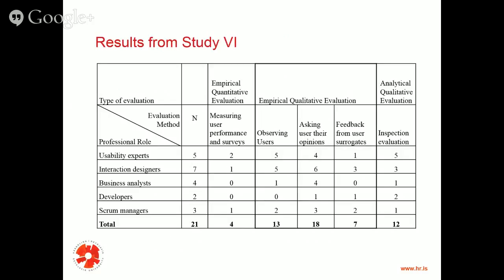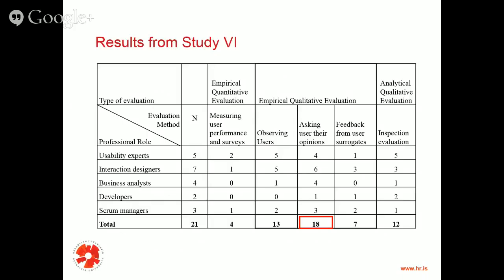What we found was that, this is a rather complex table, but yeah. You can see the groups of people we talked to here. So we talked to 5 usability experts, meaning experts in the area of human-computer interaction. We talked to 7 interaction designers. We talked to business analysts, 2 developers, and 3 Scrum managers, in total 21.